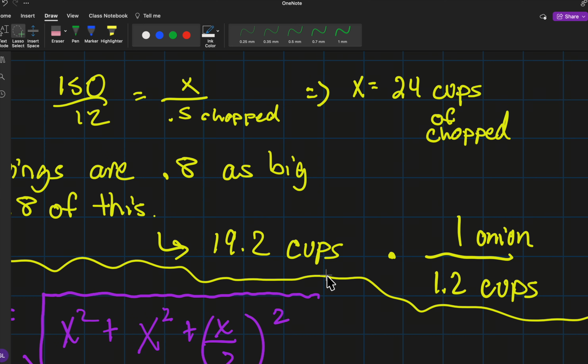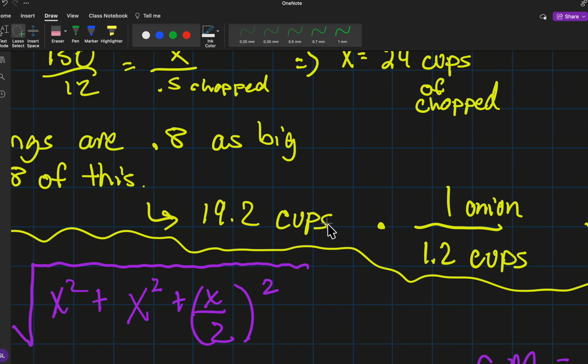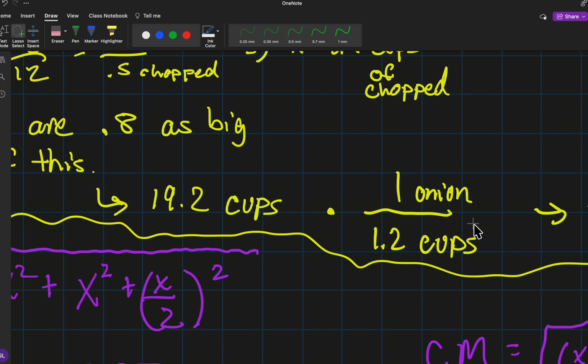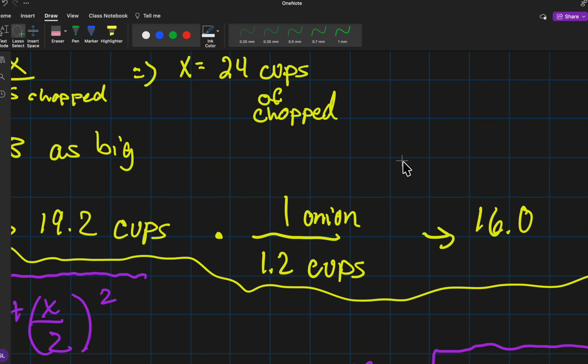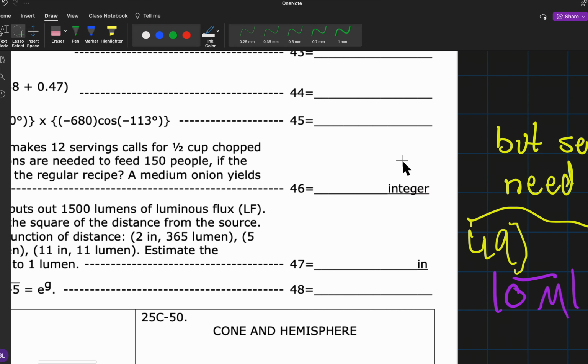Now, one medium onion is going to create 1.2 cups. So if we divide by 1.2 cups, that tells us how many medium onions we need. And so that's going to be 16 onions right there. Let's continue with the next one.